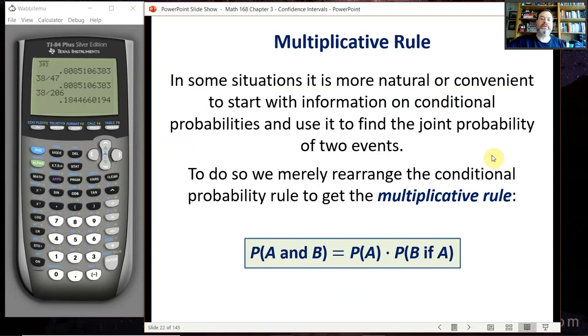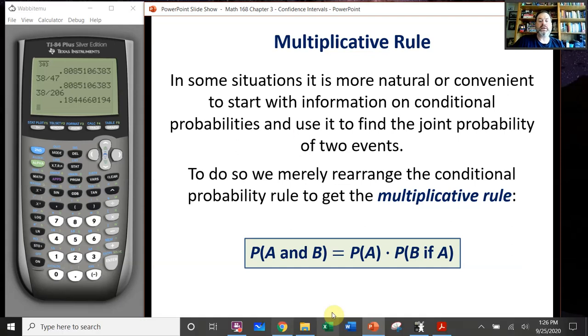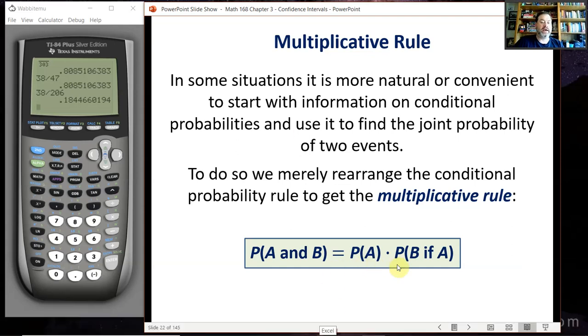All right, next up, the multiplicative rule. In some situations, it is more natural or convenient to start with information on conditional probabilities and use it to find the joint probability of 2 events. To do this, we rearrange the conditional probability rule to get the multiplicative rule. So if you're not given a table of values, maybe you're told the probability that something happens, and then you're told the probability that something happens if something else happens. That's called the multiplicative rule, and we're going to see it in the next example.